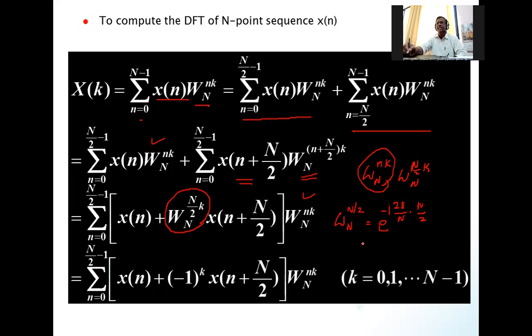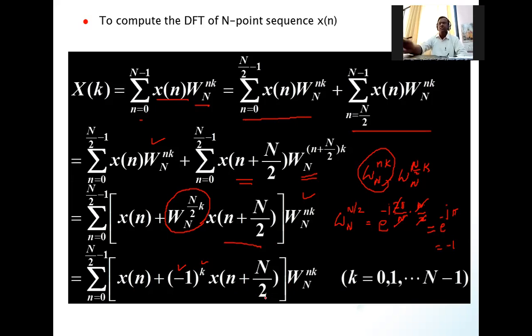So this n get cancels, n get cancels here, and this 2 to get cancelled, and the value of e power minus j pi. So this will be equal to e power minus j pi is equal to -1, because cos pi value is -1. So this -1 we have written, and to the power k I just written as it is. So this term is again same.